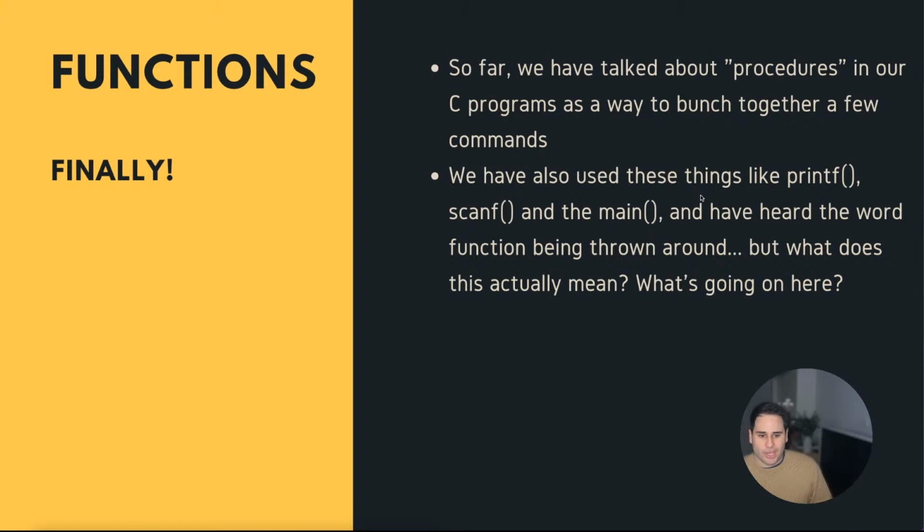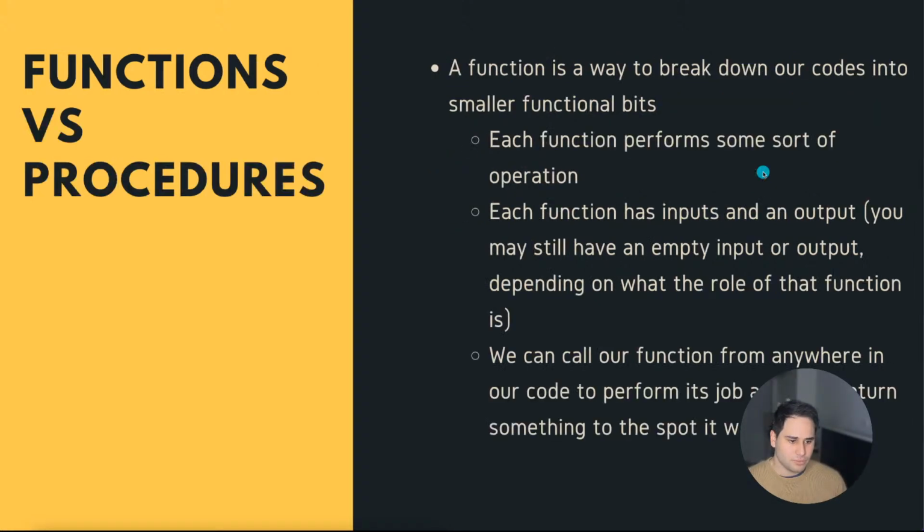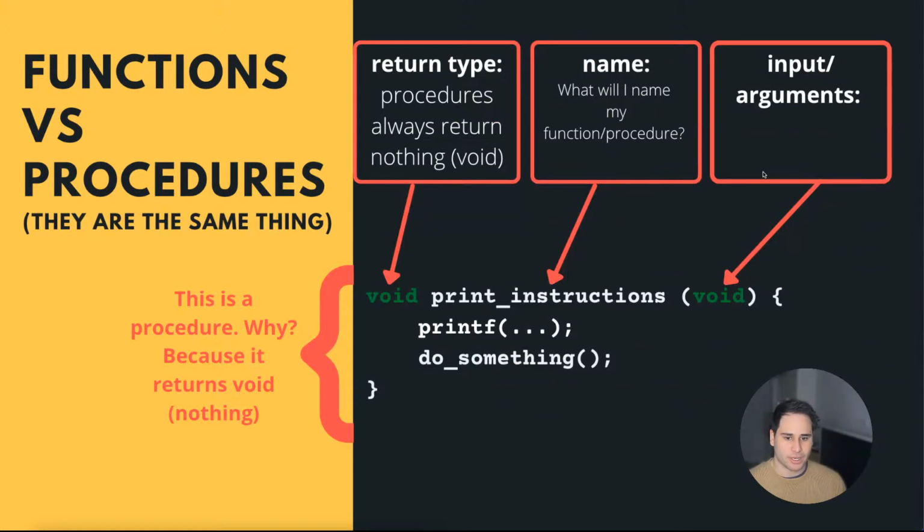But what's actually going on here? What's the difference between procedures and functions? Like procedures, a function is a way to break down our code into smaller functional bits, and each function performs some sort of operation and can have some input and output. And we can call our functions from anywhere in our code to perform its job and then return to its spot.